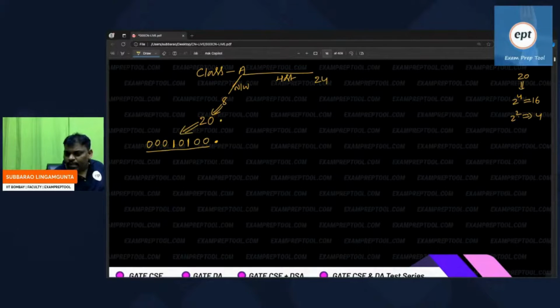Because it is a class A series, the starting number is 20. Starting number 20, class A. If you want, you can check. See, first bit is 0. Network part is 8 bits. Using 8 bits, I represented 20. Because 20 belongs to class A, the first bit automatically becomes 0.